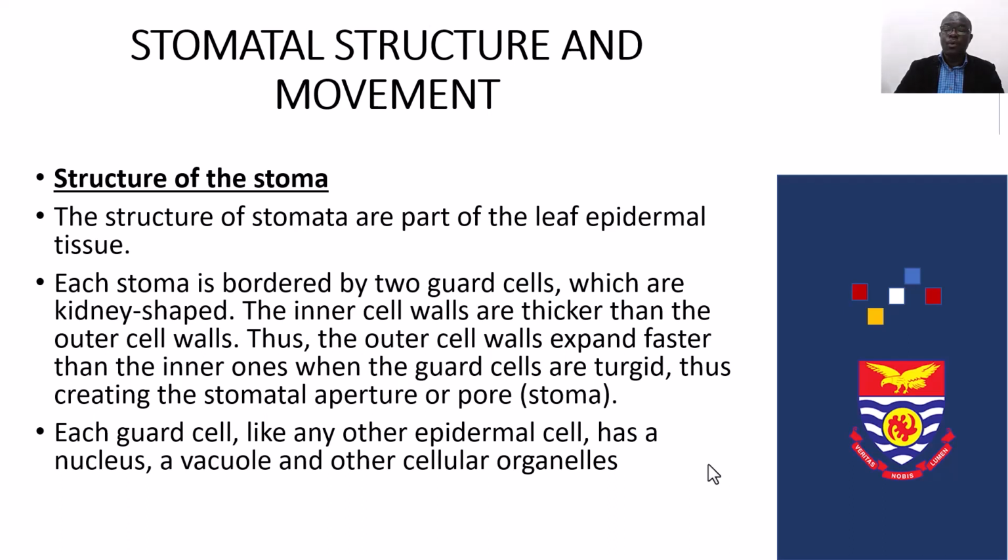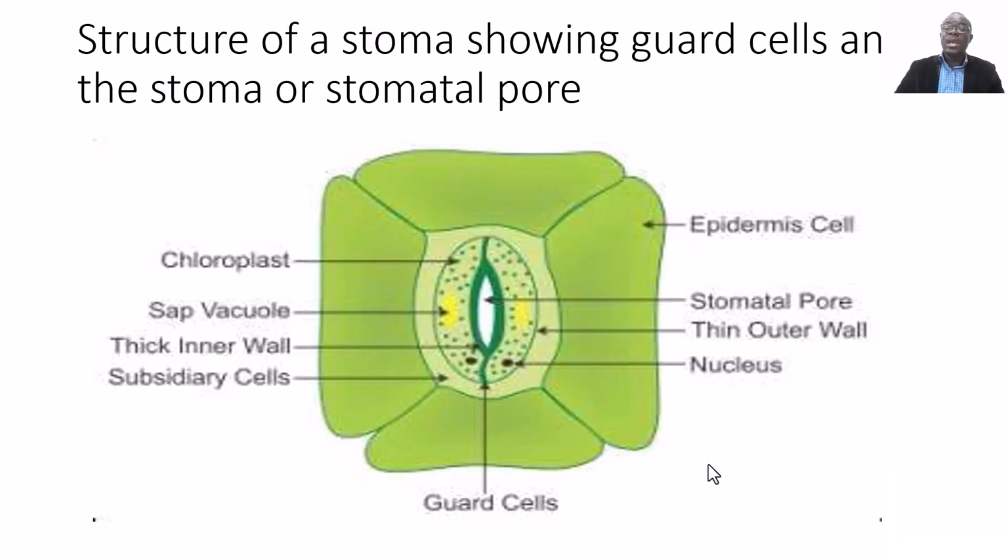stomatal aperture or pore. Each guard cell, like any other epidermal cell, has a nucleus, a vacuole, and other cellular organelles. So here we have the structure of the stomata, whereby we have the epidermal cell, the stomatal pore, thin outer wall, and we have the nucleus, and these are the guard cells. Then the chloroplast itself, we have the sub-vacuole, thick inner wall, subsidiary cell. So this shows the structure of a stoma, showing guard cells in the stoma or stomatal pore.